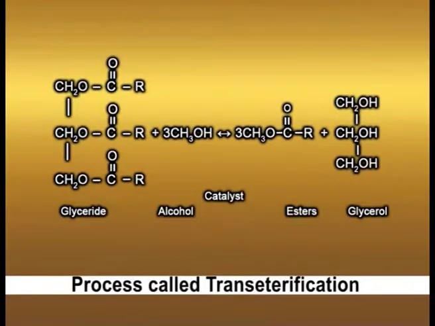Under normal conditions, these reactions will proceed either exceedingly slowly or not at all. So, catalysts like acids and bases are used to speed the reaction. It is important to note that the acid or base is not consumed by the transesterification reaction. Thus, they are not reactants but catalysts.